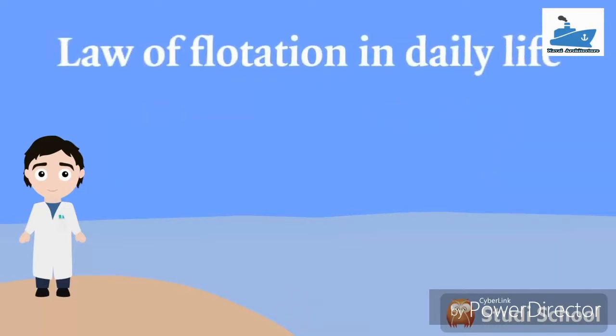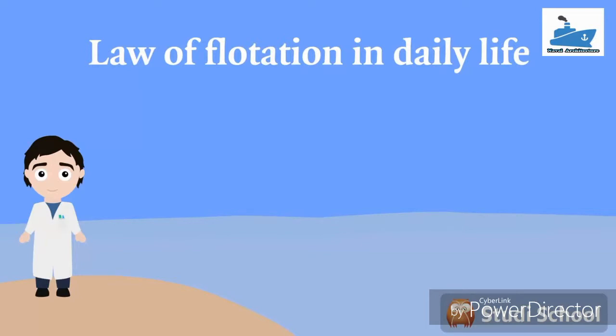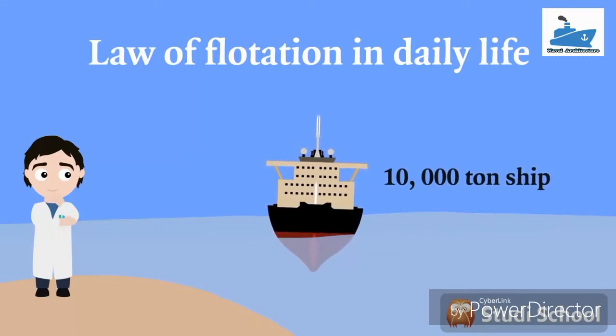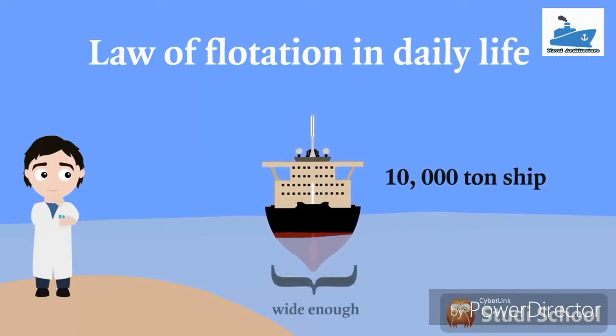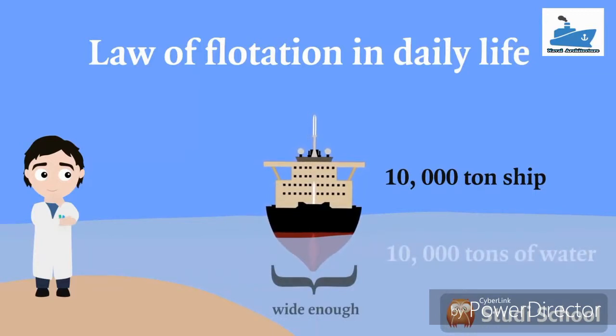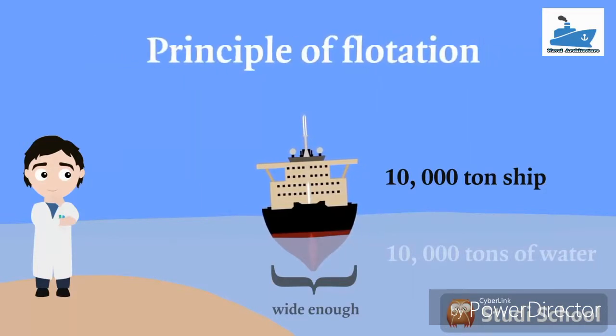Let's look at 2 examples of this law in daily life. Ever wondered why ships and submarines can float when they are so large? As we know from the law of flotation, an object must displace a weight of the fluid equal to its own weight in order to float. So a 10,000-ton ship must be built wide enough to displace 10,000 tons of water to stop it from sinking. This we call the principle of flotation.